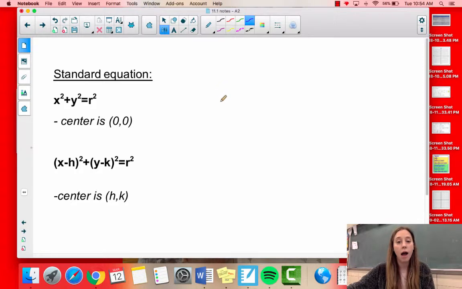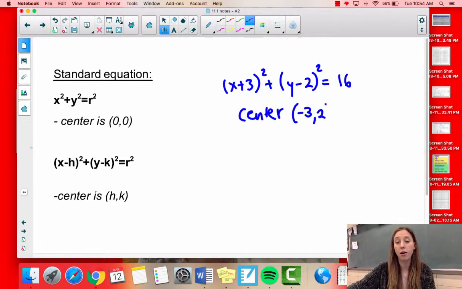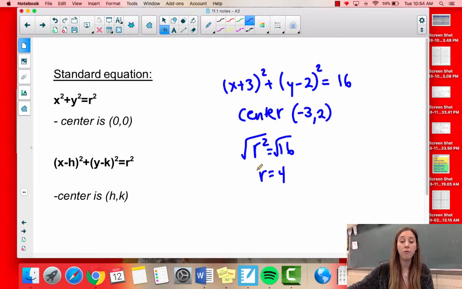So for example, I might give you the equation (x + 3) squared plus (y - 2) squared equals 16. So here we could find that the center is going to be the point (-3, 2). Notice that they change signs and then go as an ordered pair. And then the 16 is the r squared. So to find the radius, we take the square root of both sides and we get that r is equal to 4. So every point we plot is going to have to be a distance of 4 from the center.